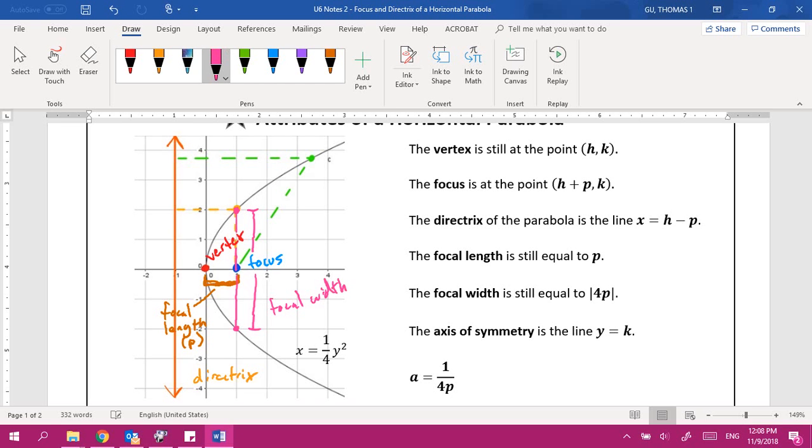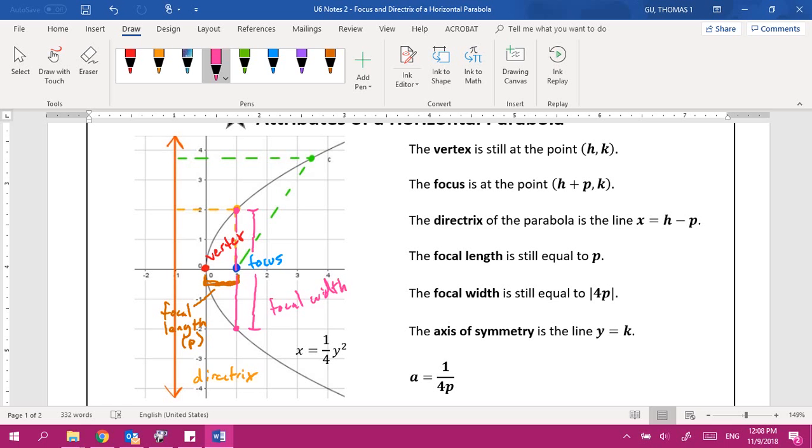So the concepts are all the same. A lot of things have been flipped. And that also changes the axis of symmetry. Look, our parabola is opening to the right, so now my axis of symmetry would be a left to right line, like this. So it's going to be of the equation y equals k. So y equals 0 in this case, yeah.